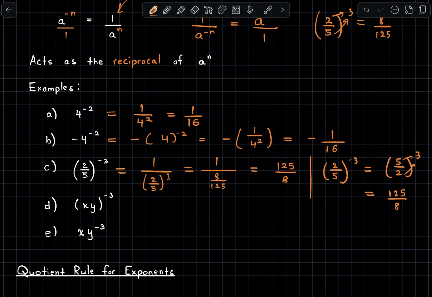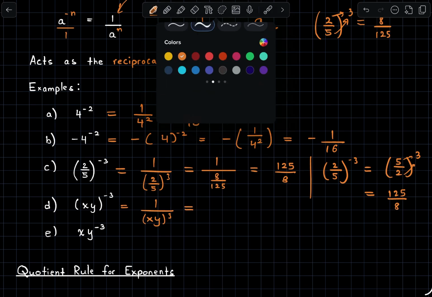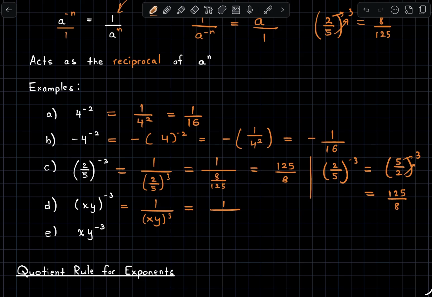Then we've got x times y in parentheses, both of them raised to the negative third power. That is going to go underneath 1. Make that exponent positive. And now individually raise the x to the 3 and the y to the 3. So 1 over x to the third, y to the third.